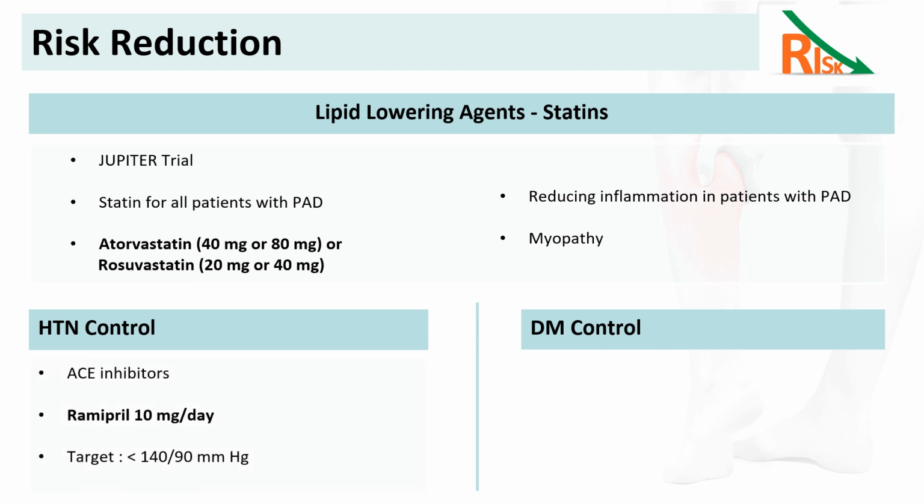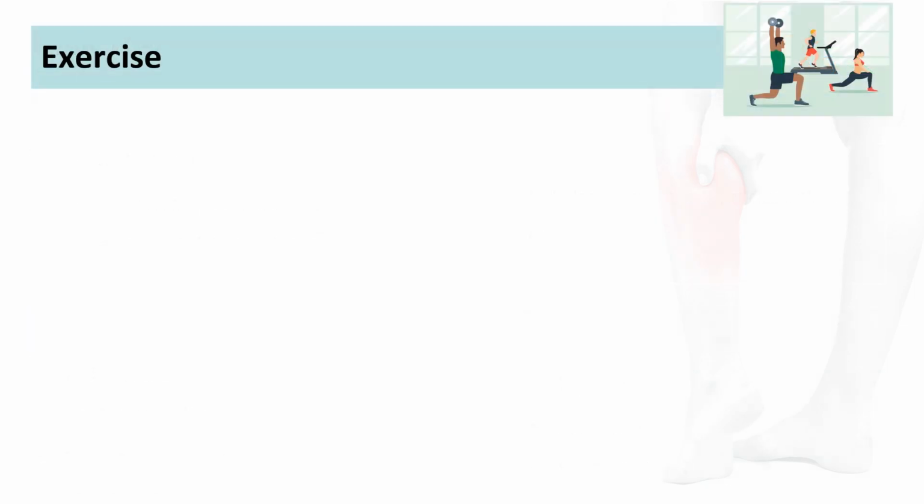Hypertension control with a target that's less than 140/90, of which ACE inhibitors are the primary drug of choice, and metformin with a starting dose for diabetes mellitus control can be considered. Now, sodium GLUT2 inhibitors, though said to have an advantage with regard to cardiovascular events, have been found to have an increased incidence of limb events and therefore are not generally recommended for this purpose.